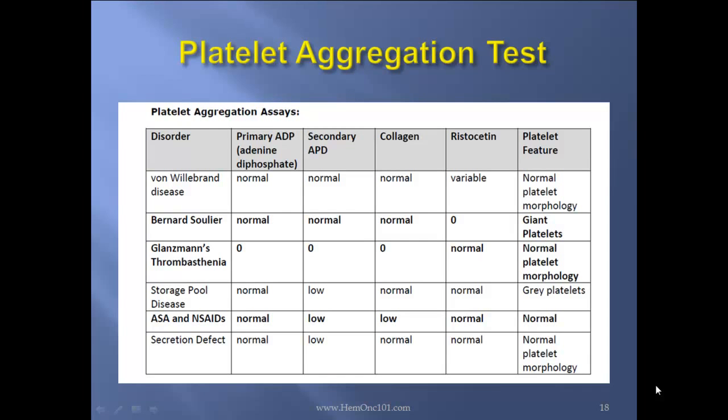So, platelet aggregation assays. The aggregation assays are the primary ADP, which is adenosine diphosphate, secondary ADP release, collagen, and ristocetin. Important to know that in Bernard-Soulier, the aggregation to ristocetin will be abnormal, whereas in Glanzmann's, aggregation to all others will be abnormal except ristocetin. With NSAIDs and aspirin, both the secondary ADP and collagen will be low, but primarily the defect will be to arachidonic acid.